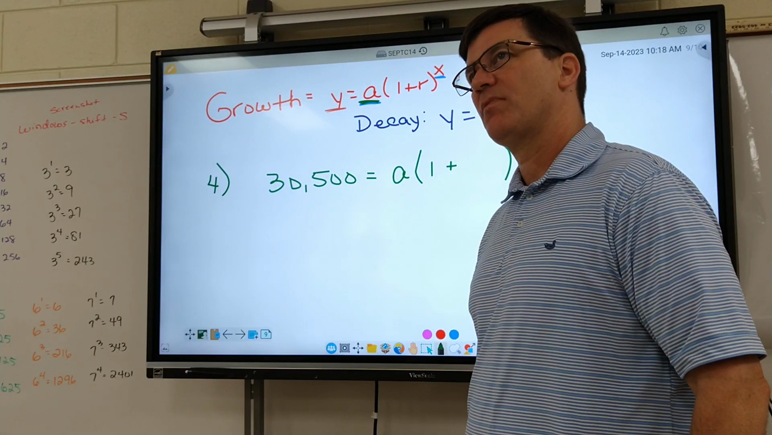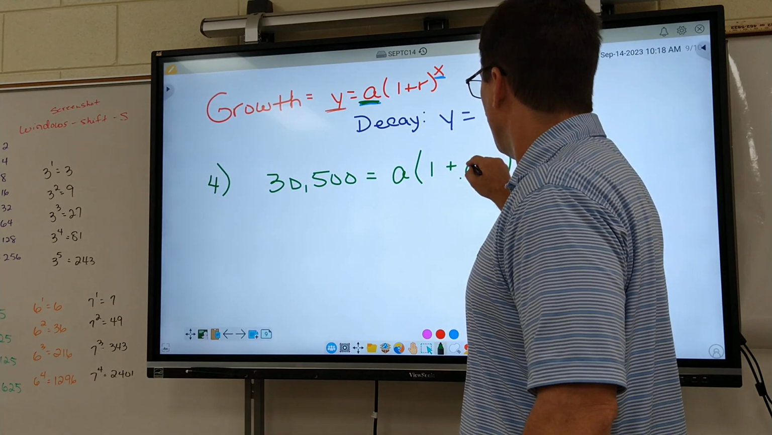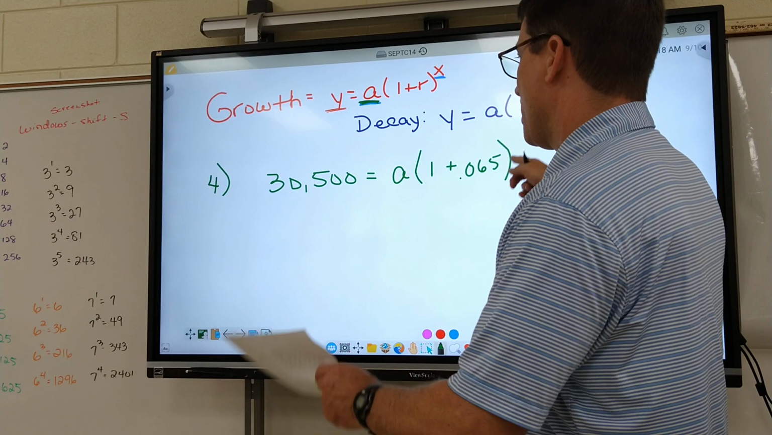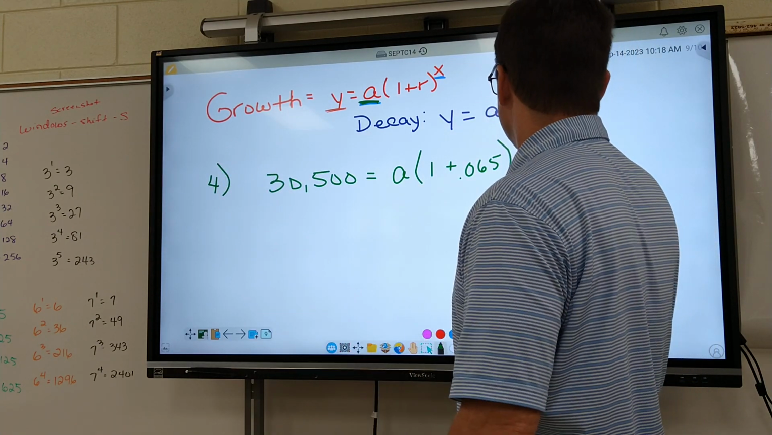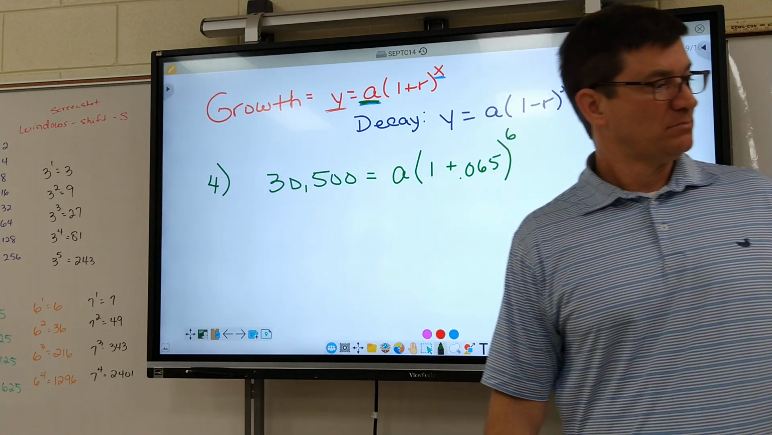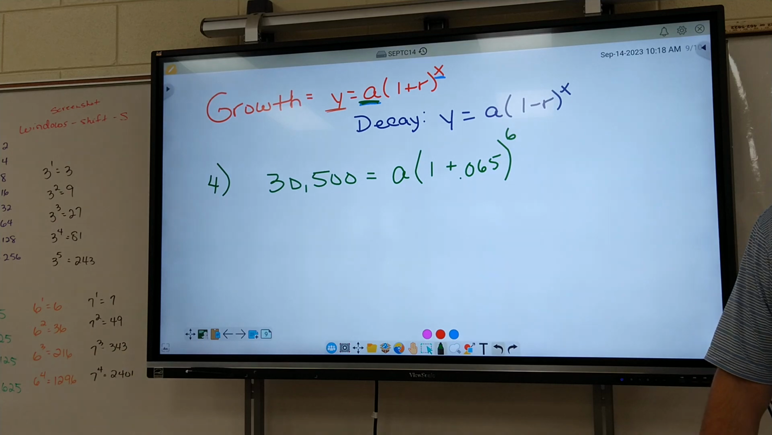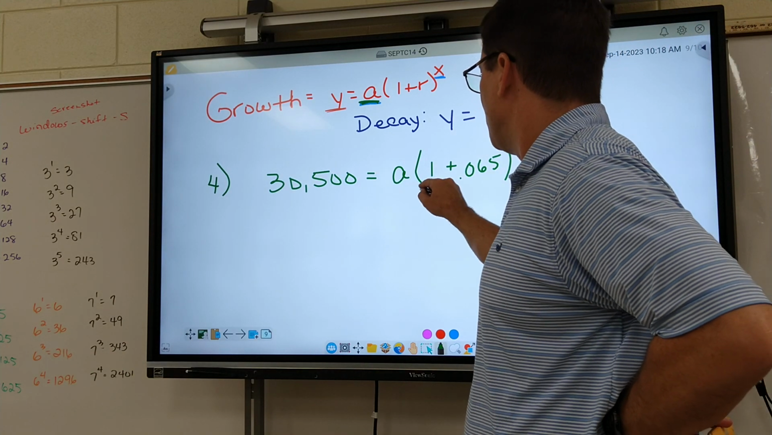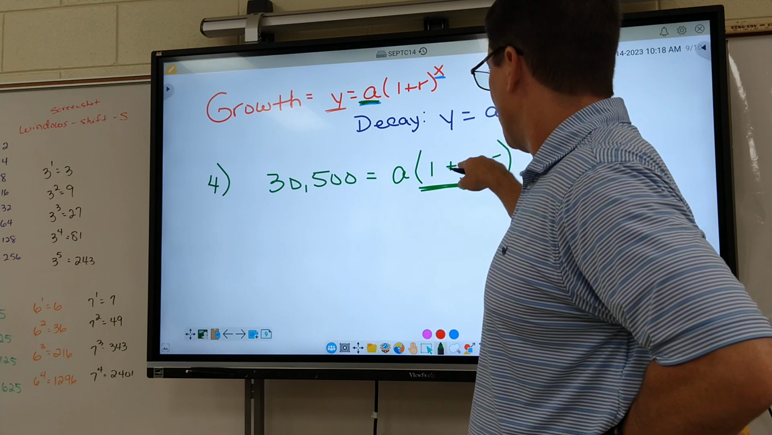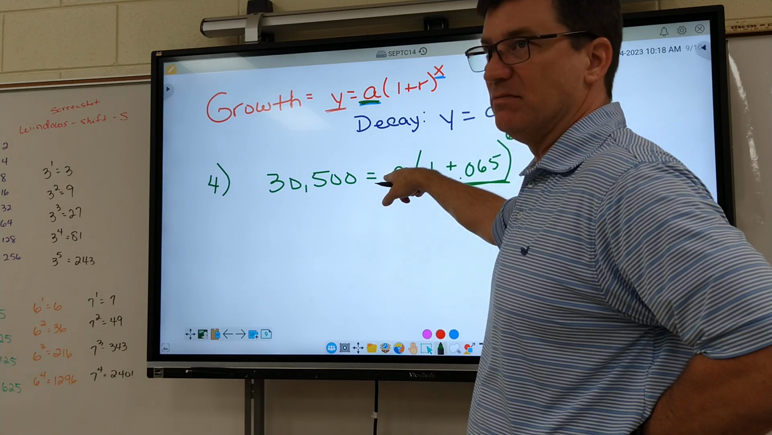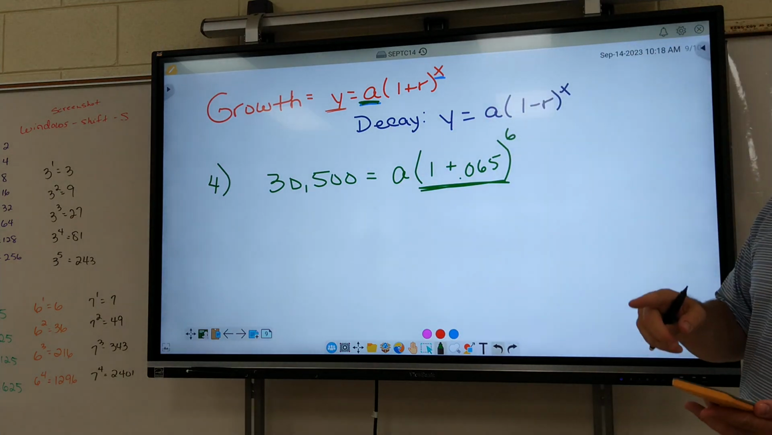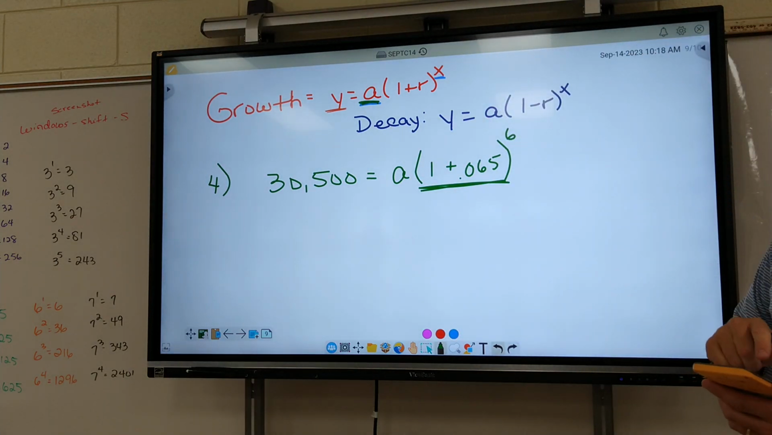Think about it. 0.065. You got to move it back twice, right? And how many years on number 4? It says 6 years. All right, question about how we set it up. From here, you got to do this part first. Plug that in the calculator, not the a, just the parentheses and the 6. And let's use 3 numbers after the decimal.